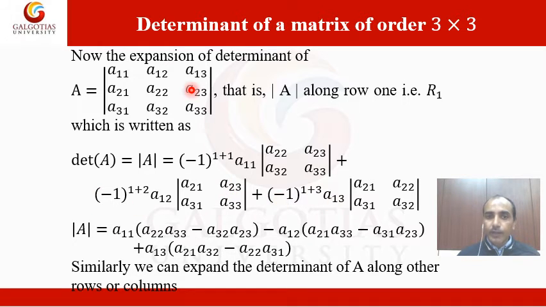In the same manner, we write for A13 and which is like this. After simplification, we see determinant of A is equal to A11, A22, A33 minus A32, A23 and so on. This is known as the formula to find determinant of a matrix A along the first row. In the same manner, we can expand the determinant of A along other rows or columns, that is about R2, R3 or C1 or C2 or C3.